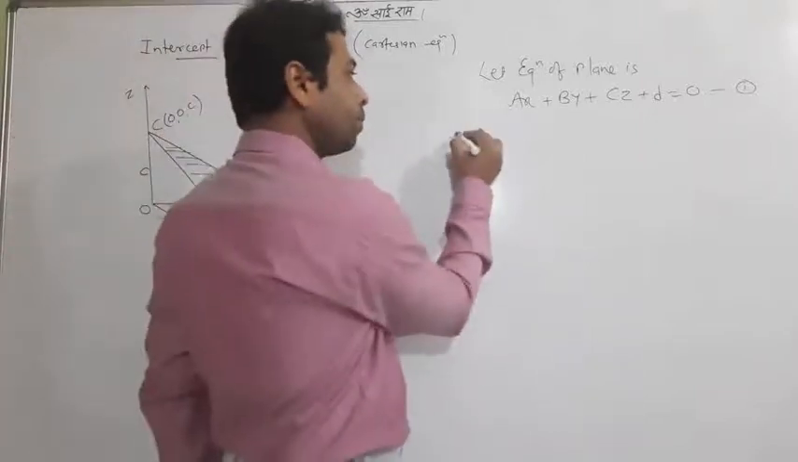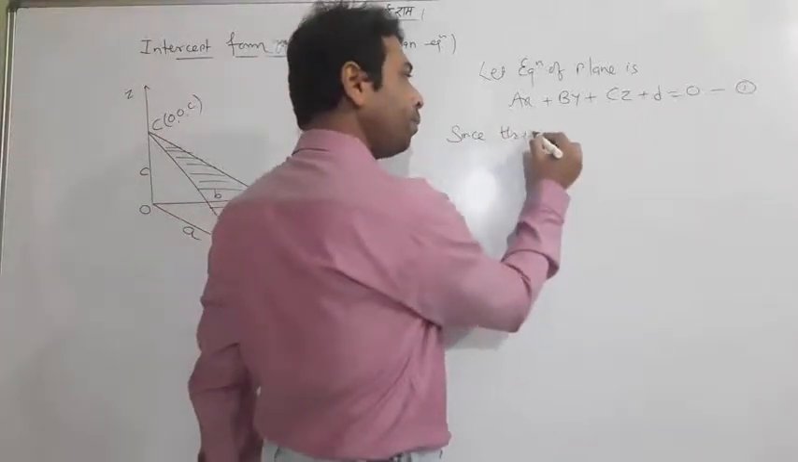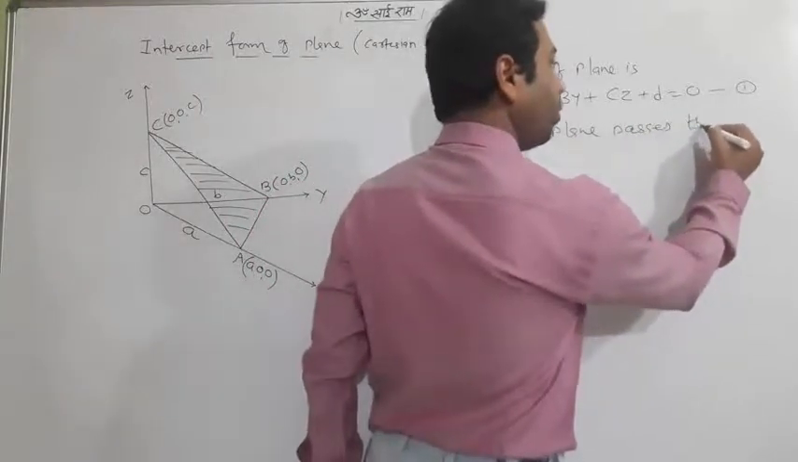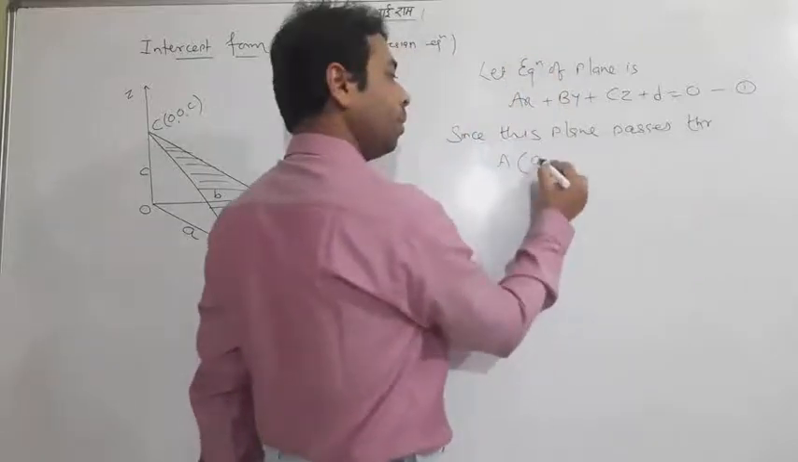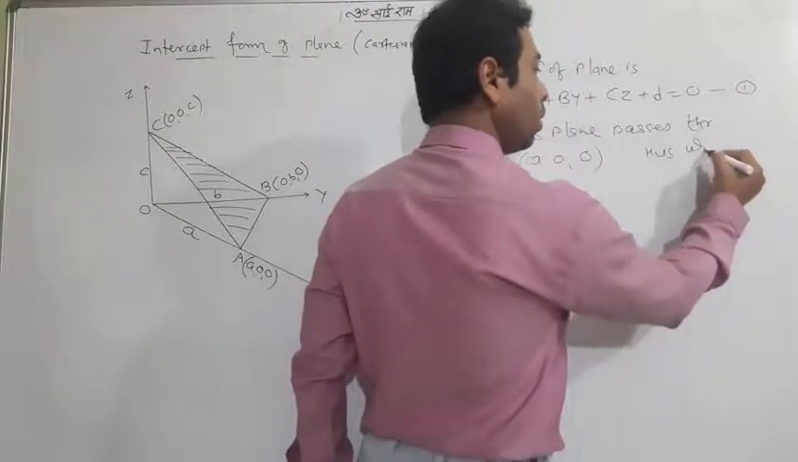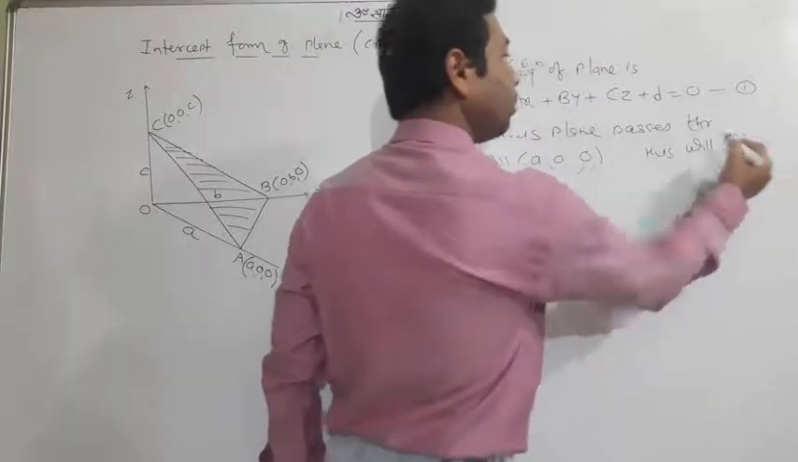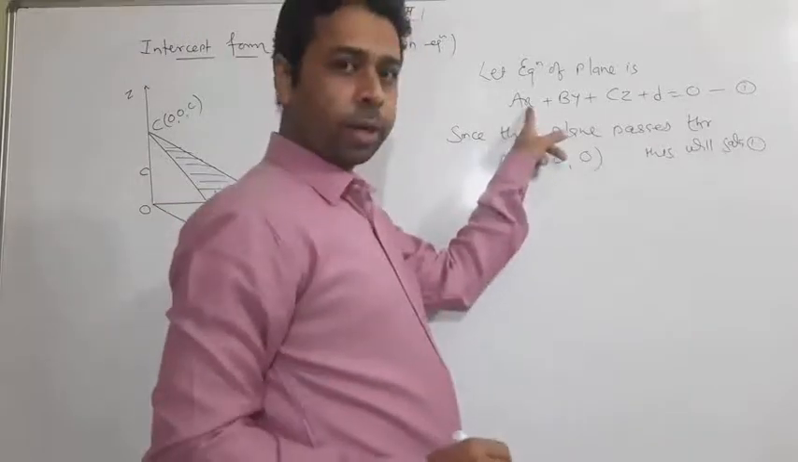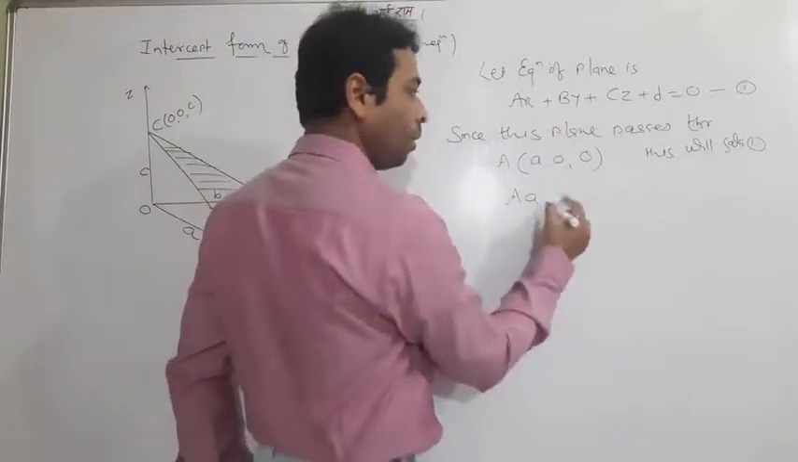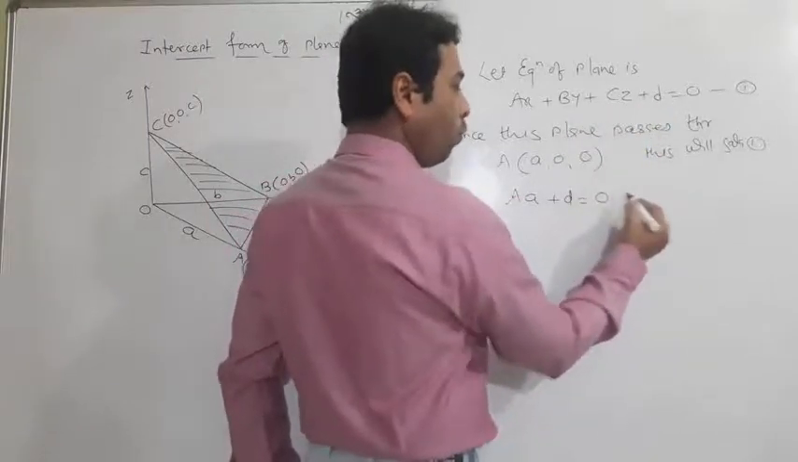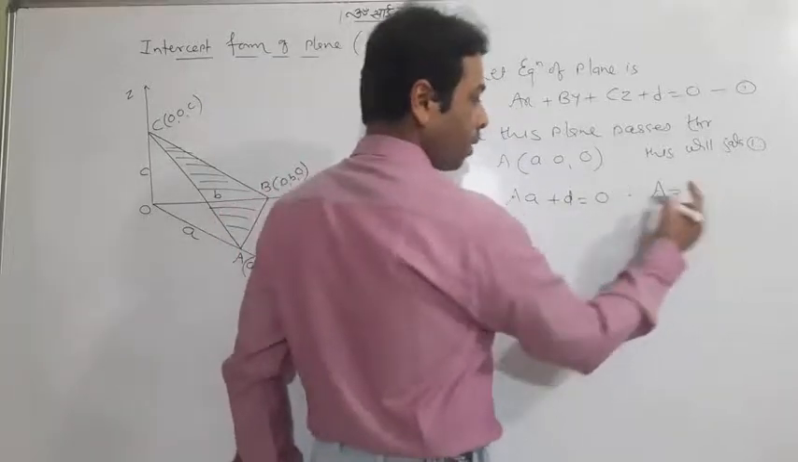Let's see. Since this plane passes through the point A, this will satisfy 1. This will satisfy 1. So if you say it is satisfying 1, what will come? a will come instead of x, so it's going to be Aa. 0 will come here, make it 0. It is 0 plus D. So if you focus on that, capital A will be minus D upon a.